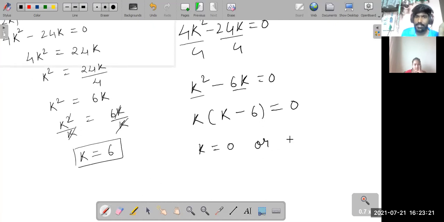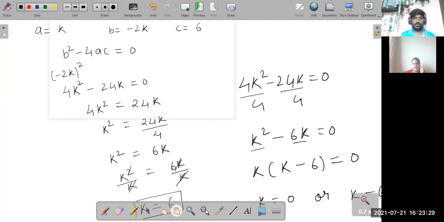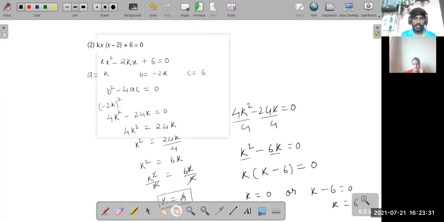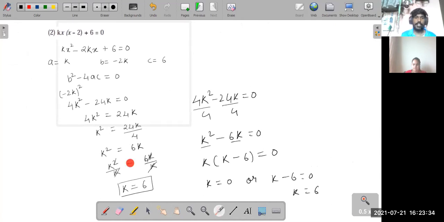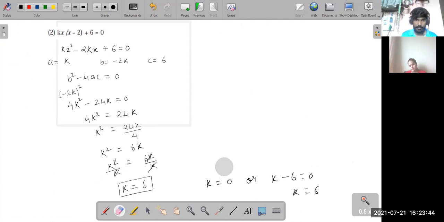Or k minus 6 is equal to 0. So you'll get the same thing here, 6. Instead of getting 0 and 6, this is easier. See that you write here: dividing by k on both sides. That is the thing we are doing. We are dividing by k on both sides. Yes, same thing.